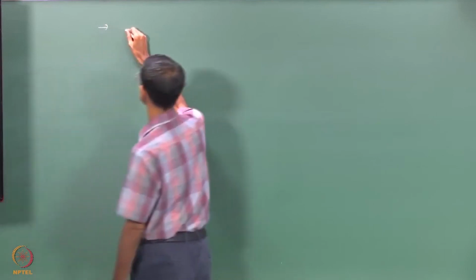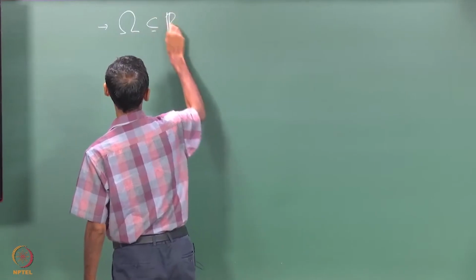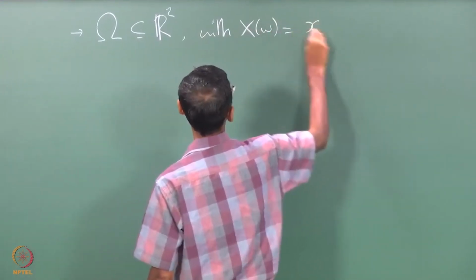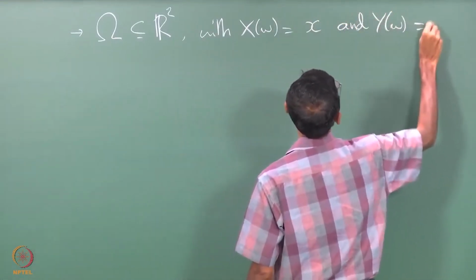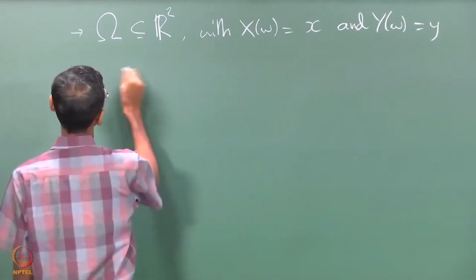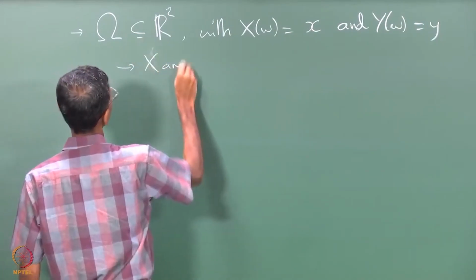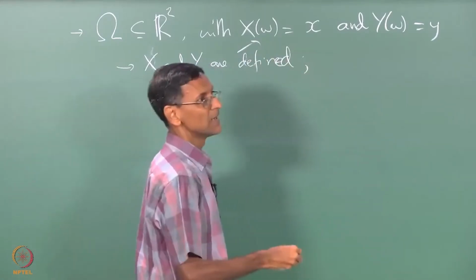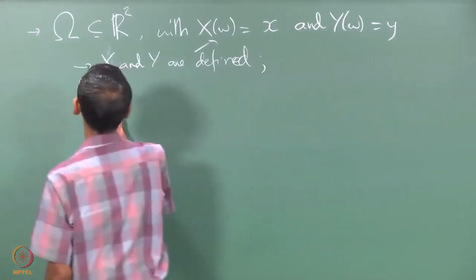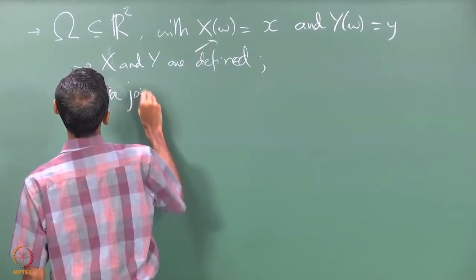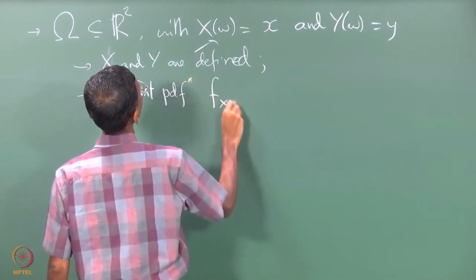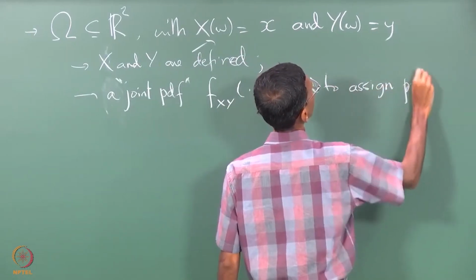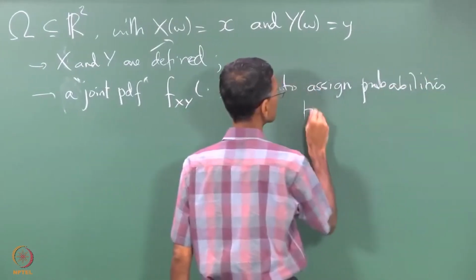So last week we considered the case of omega being some subset of R squared, which defines X and Y properly, a joint PDF. The idea is to assign probabilities to regions.